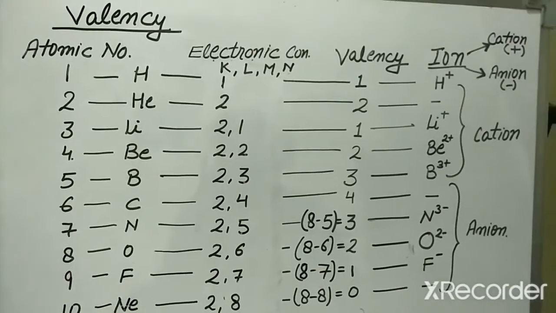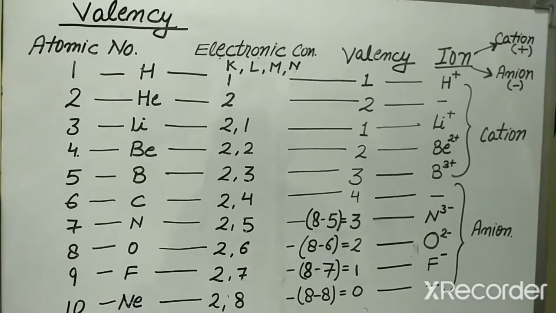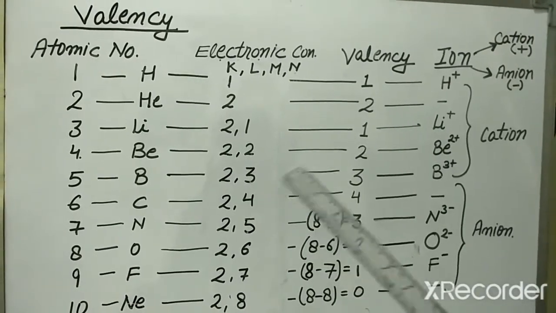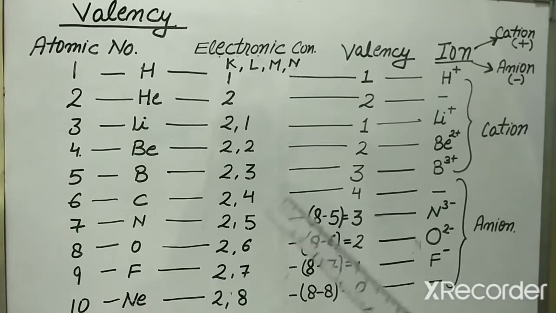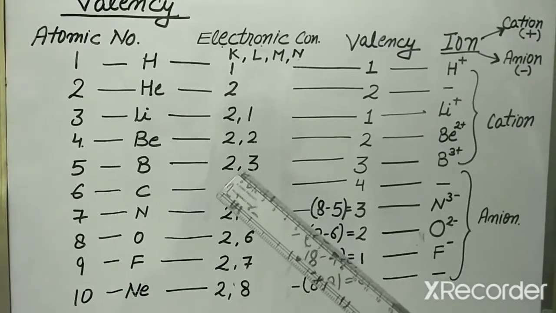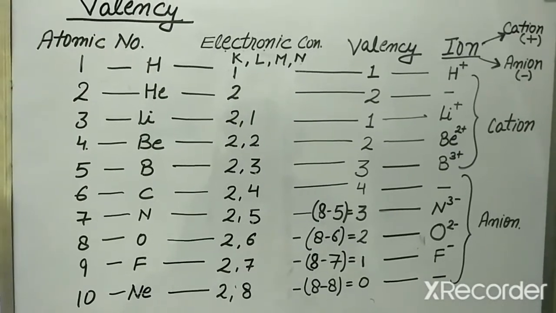Good morning, students. Our next topic is ions. But before that, you have to learn some terms like valency, valence electrons, and electronic configurations. So, for that, you have to learn the atomic numbers at least up to 20, which I will send you.